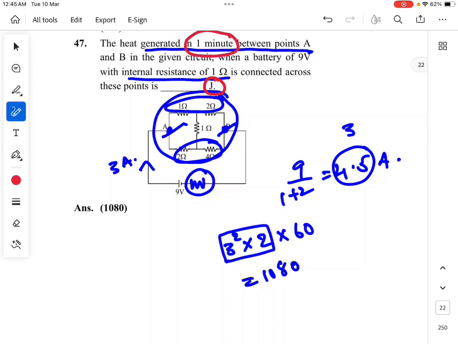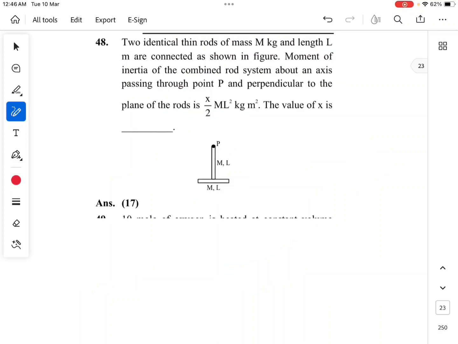And then 1 minute, of course, you need to convert that into seconds. No way you can go wrong in that. Remaining all should be fine. Somebody might find the heat generated in the total circuit. So that would be I square, that is total current squared, multiplied by the effective resistance of the total circuit. That would be wrong again. So those would be the possible mistakes.